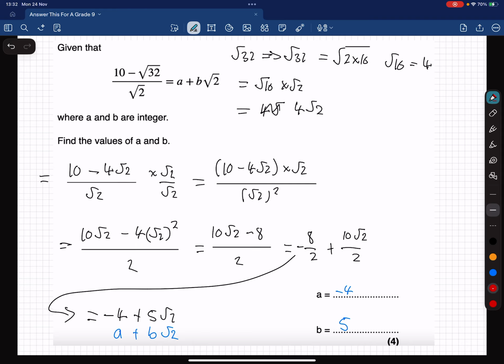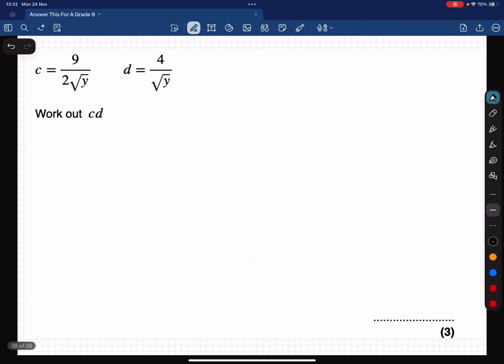So, where do the marks come from here? There'll be 1 mark for realising root 32 is equal to 4 root 2. There'll be 1 mark for the rationalisation, and there'll be 1 mark for both of the right answers. So, pause the question, try it, and I will go through the answers. So, you're back? Cool. I'm going to start with rationalising C and D.